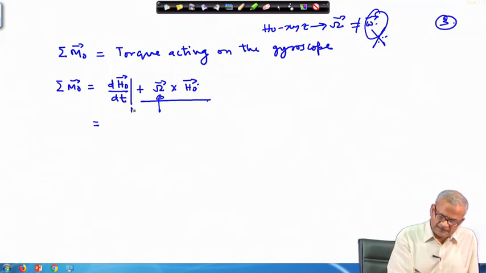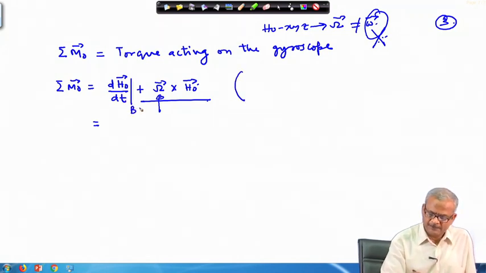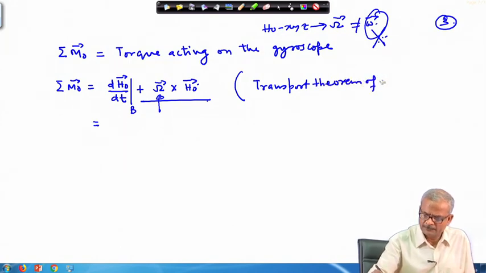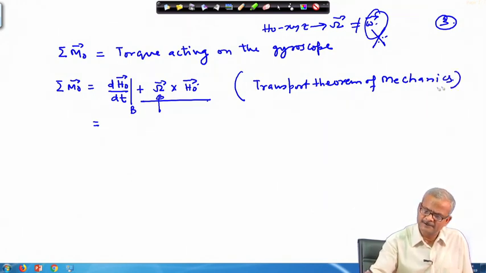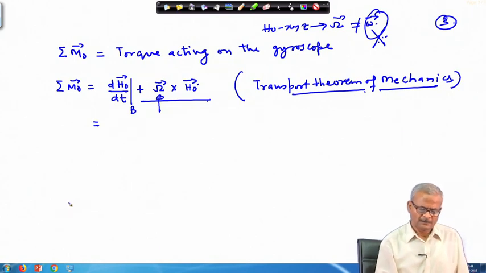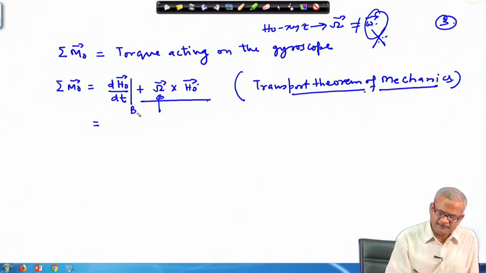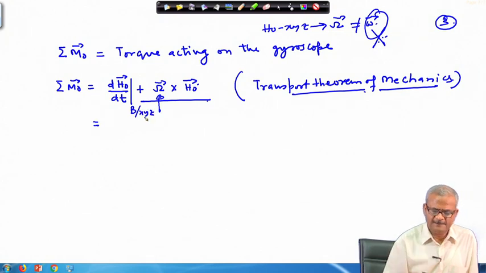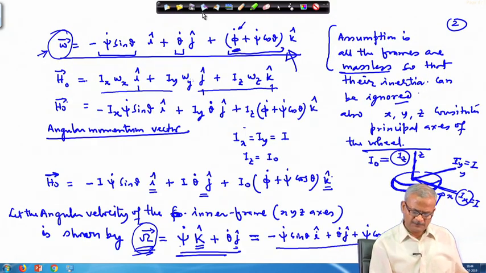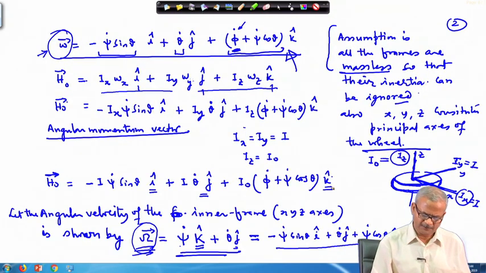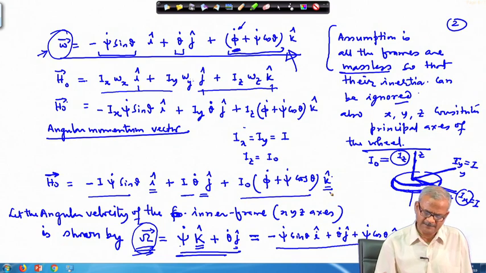And this part is with respect to the body axis. So, what equation are we using here? We are using the transport theorem of mechanics, which we developed while discussing rigid body dynamics. This is with respect to the body axis, which is nothing but your x y z axis. So, differentiate this. In h 0, the I j k in the body axis are not changing, so we do not need to differentiate them; only these quantities will be differentiated and we have to insert them there.